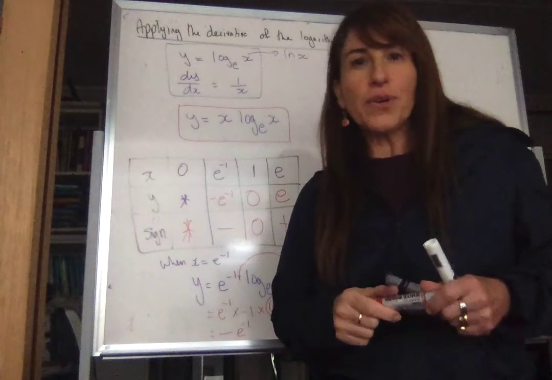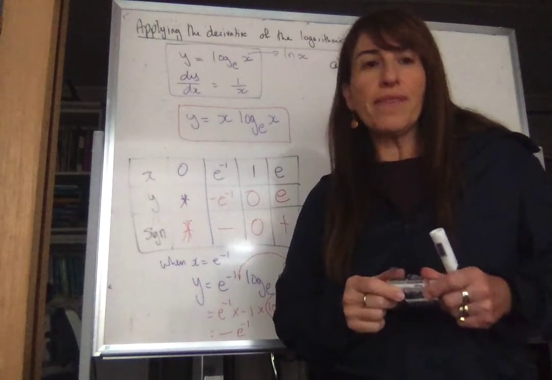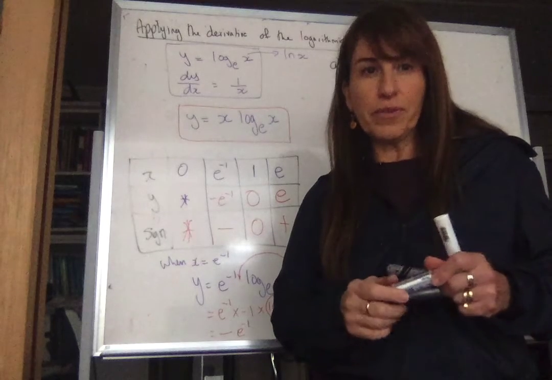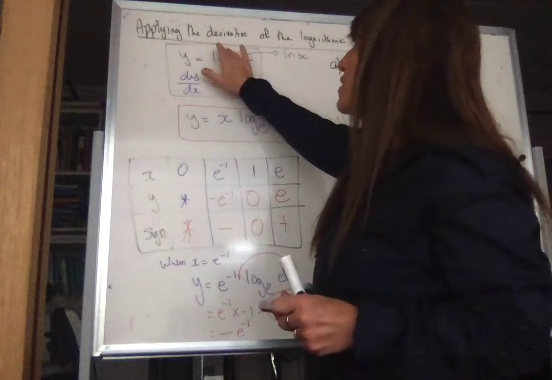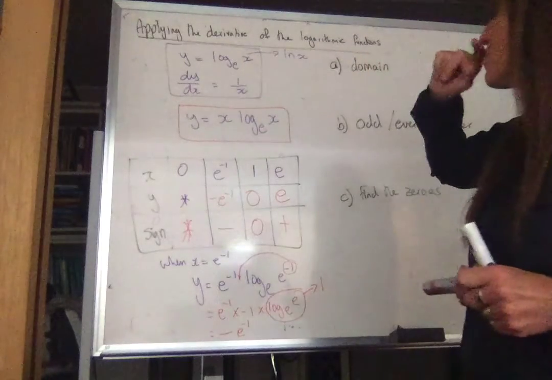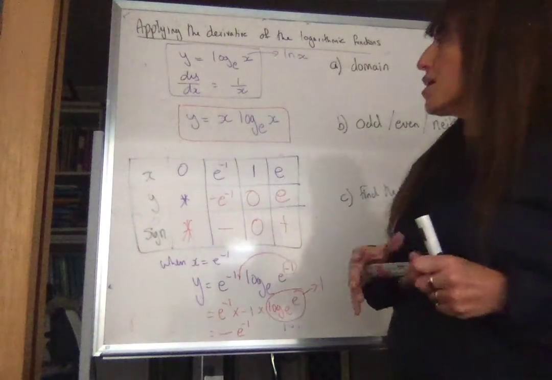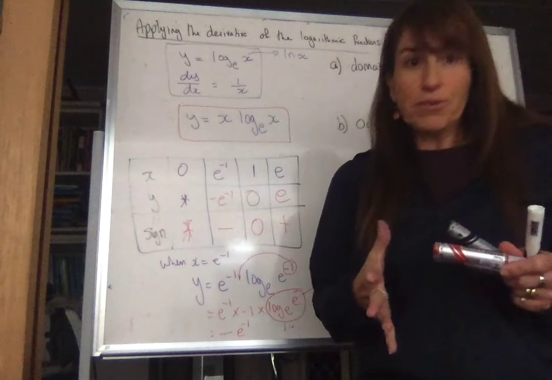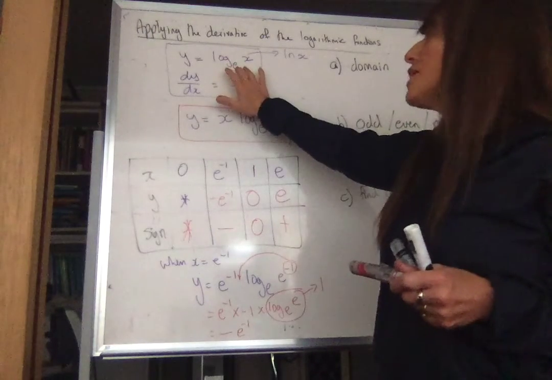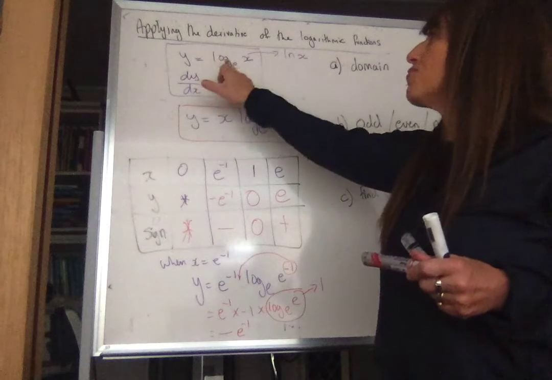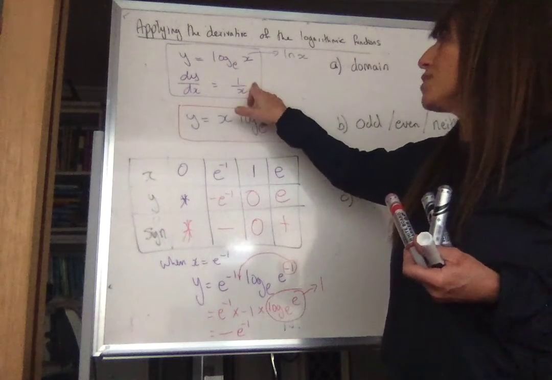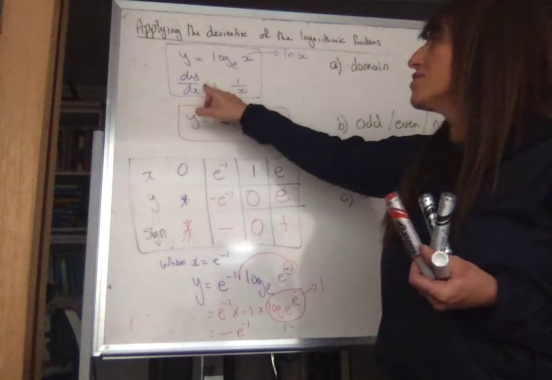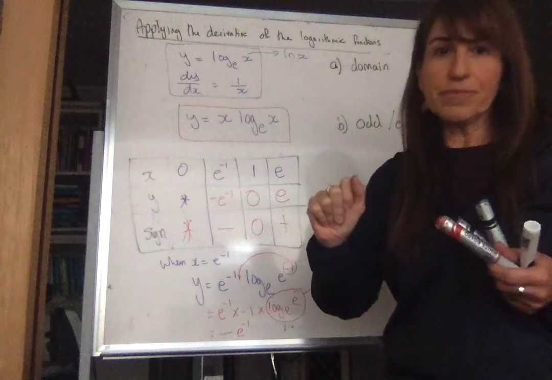Hello everyone. So we are now looking at the last example on this slide, applying the derivative of the logarithmic function. I guess you already know that when you're looking at a log function, the derivative of y equals log base e of x is 1 over x.